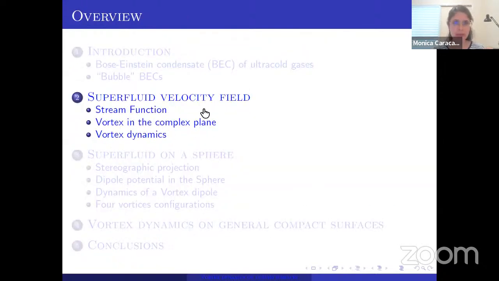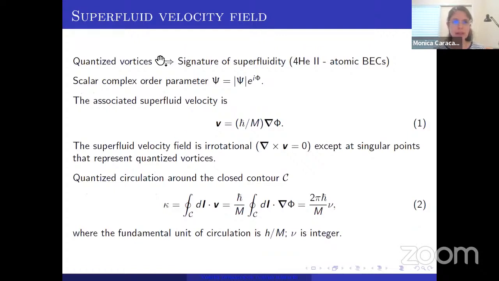Now I go to my first part, that is, describing the velocity field of the superfluid. We know that the quantized vortex is a signature of superfluidity, observed in helium and atomic BECs. Basically, this is a manifestation of angular momentum. The systems are described by a scalar complex wave function, with modulus and phase, and this phase is connected with the velocity of the flow, which is proportional to the gradient of this field.